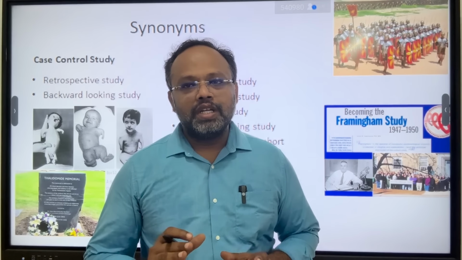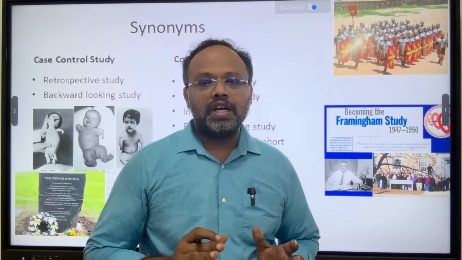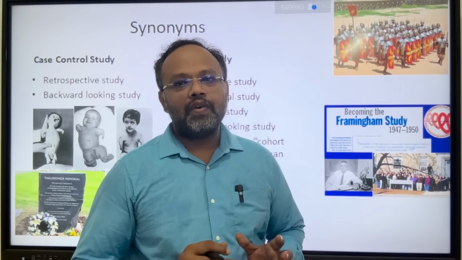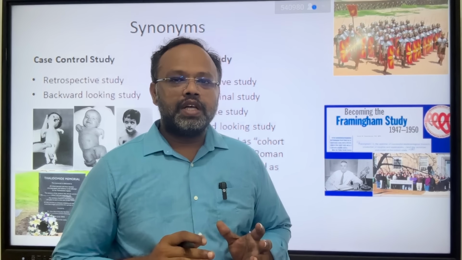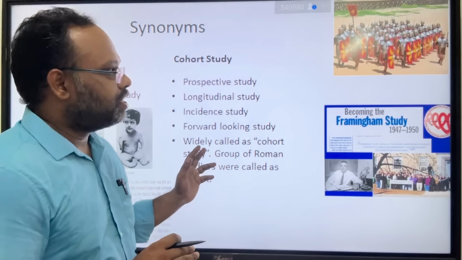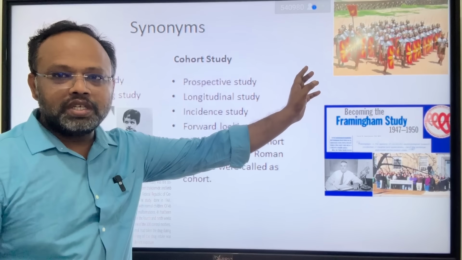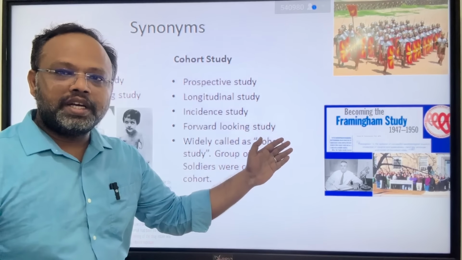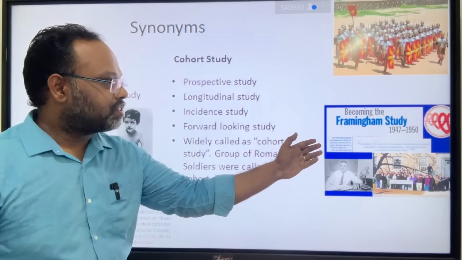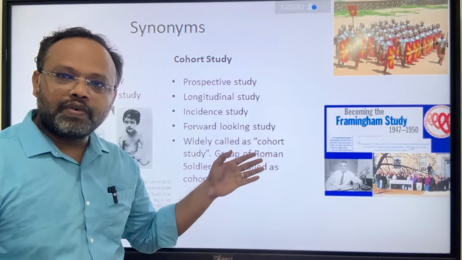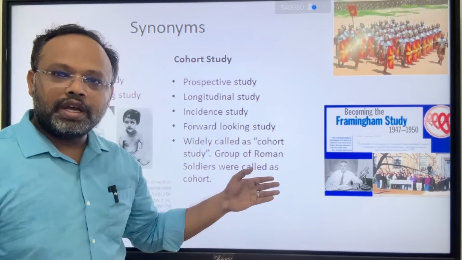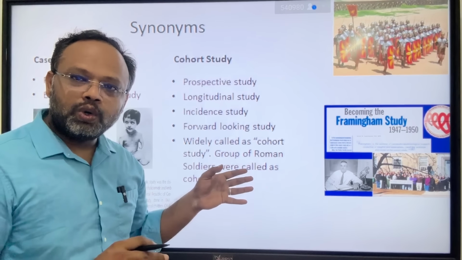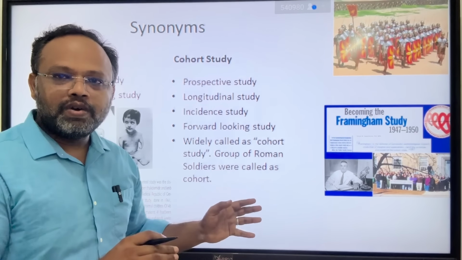We have seen about the synonyms of case control study and cohort study. With that, we have understood about the nature of the case control study and cohort study. So this is the cohort study. The soldiers with similar characteristics are called cohorts. The classical cohort study in history is the Framingham study, where they had the history of exercise, alcohol, smoking, coffee intake and all, and they followed them up for outcomes such as cardiovascular disease.